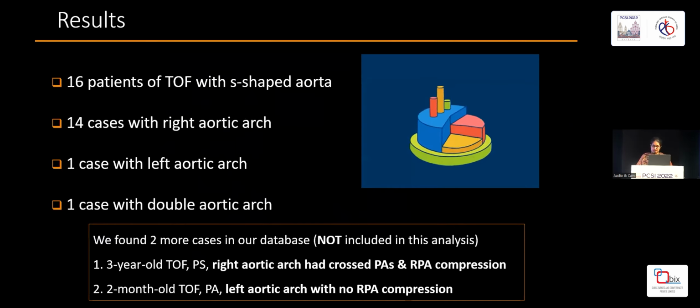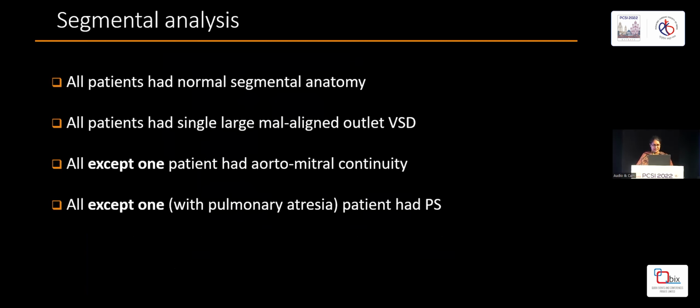We encountered 16 patients in our database. 14 patients had a right aortic arch, and of the two others, one had a left aortic arch and one had a double aortic arch. Some other cases were also identified, which we haven't included in the present analysis. On segmental analysis, all of them were normal, with a single malaligned outlet VSD.